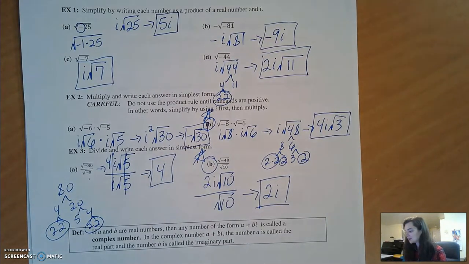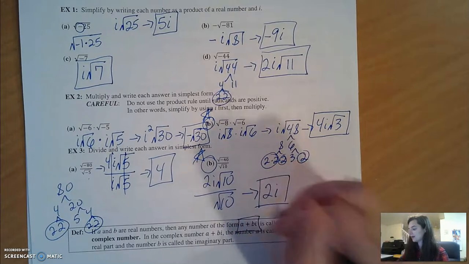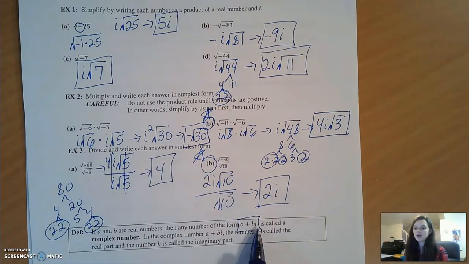Great. The next thing that we're going to deal with are called complex numbers. So complex numbers have a real part and an imaginary part. And so they're usually in this format of a plus bi. So a would be a real number, and bi would be your imaginary part. So you might have like 3 plus 5i, or 2 minus 4i, something like that. That's what the complex numbers look like, okay?